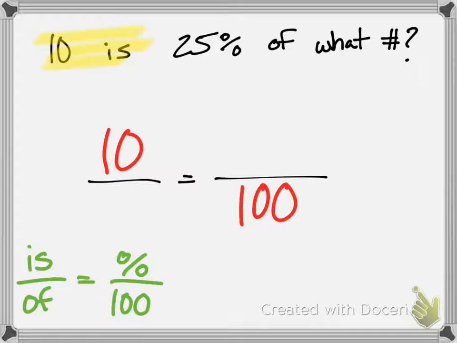What's the next piece of information I know for sure in this problem? Dolan? You know that 25 is going to be of. Yeah, 25, it's not going to be the of. That's a good guess. But it's got the percent sign. Remember, anything with the percent sign is always going to go on top of that 100 on the other side. If it's got a percent, it goes there.